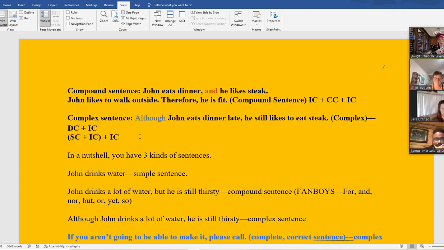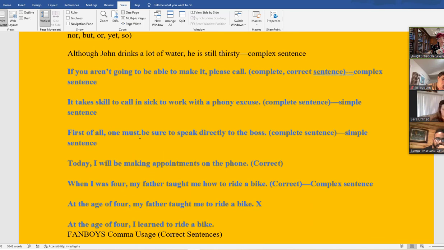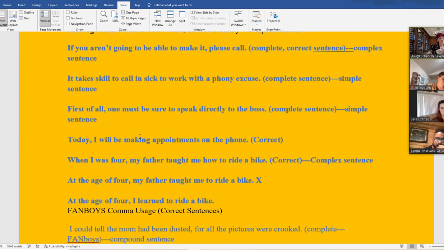Although John eats dinner late, he still likes to eat steak. So that's a complex sentence. So in a nutshell, you have three kinds of sentences in English. You have simple, compound, and complex. Now the sentences in blue are what you're going to see on your quiz.